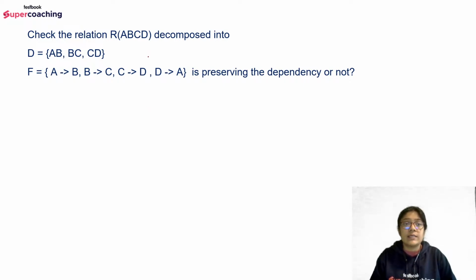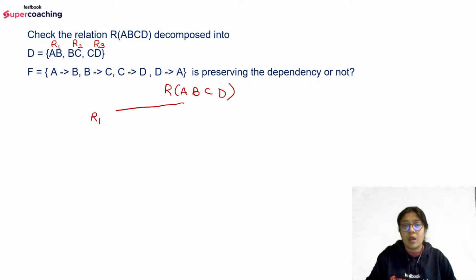Okay, next example थोड़ा सा उससे tricky है, not much. So relation R having the attributes A, B, C, D, this is decomposed into three subrelations R1, R2 and R3. Attributes of R1 are A and B, R2, B and C, R3, C and D.